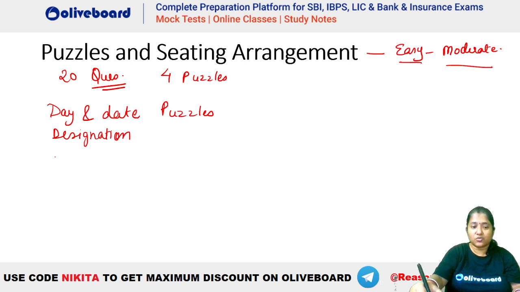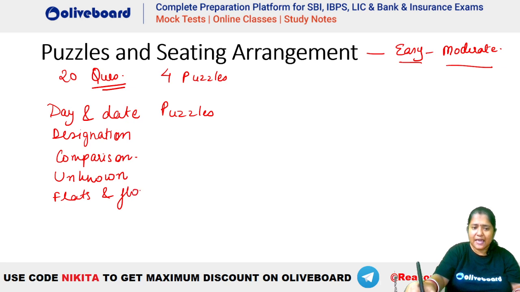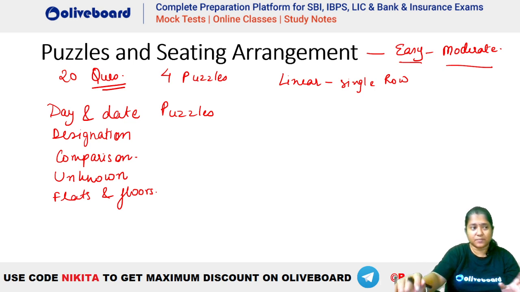Then you can have your comparison based puzzles, where you have the height wise comparison and so on. ठीक है, unknown number of persons ये आ जाता है आपका बहुत ज्यादा आजकल. Then we have flats and floors, right? Flats and floors पे भी बहुत ज्यादा आता है. And then comes the natural, the normal ones, that is your linear arrangement. Okay, linear में आपका single row भी आता है. Okay, single row is there where you can have people facing the north, people facing the south, or it can be a combination of north and south, or it can be two rows as well. Generally you get two rows also.